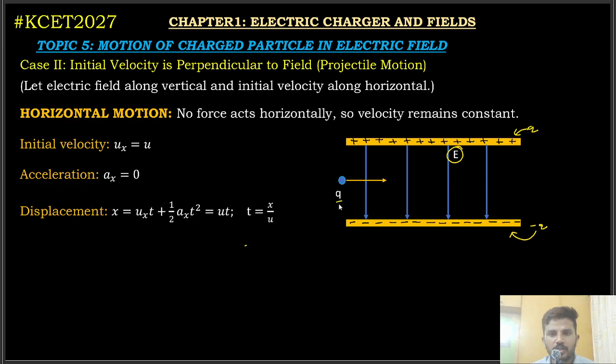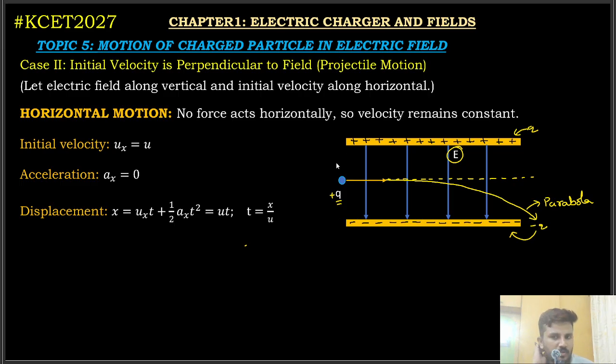Then I will project a charge plus q or minus q into it. What happens? Instead of moving in the same straight line, it will deviate. In which direction will it deviate? Since the electric field is downward, the force on a positive charge is also downwards. So instead of moving in a straight line, it moves in a parabolic path like this. So what is the nature of the path? Parabola. So we have to study about this.